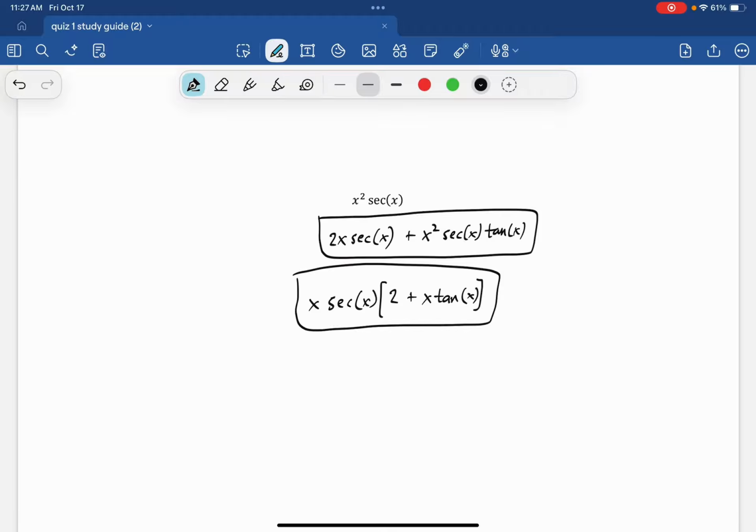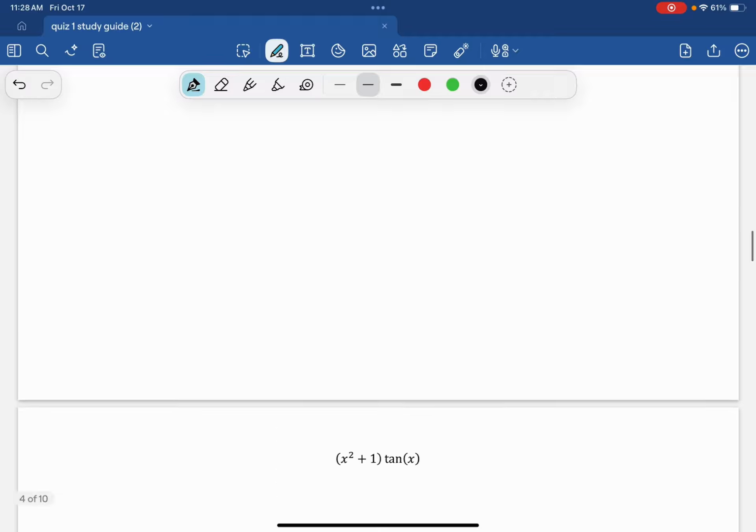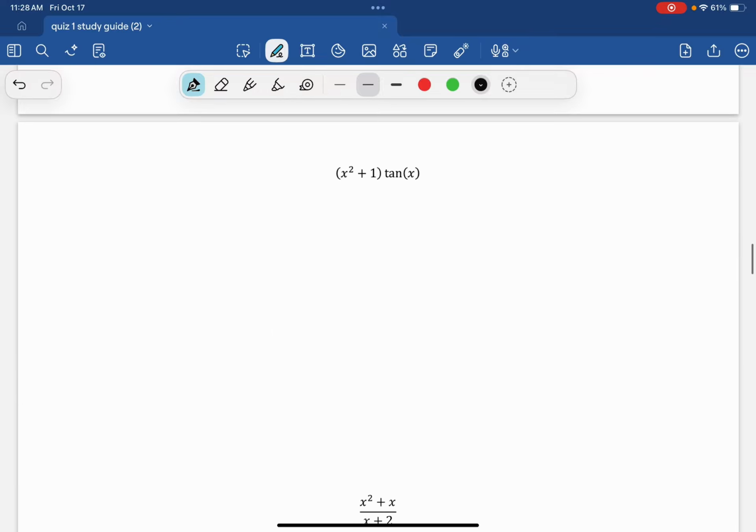As a general rule, if you're afraid of getting things wrong, you don't necessarily have to simplify all the way. I likely won't take off points if you leave it unsimplified, so that can save you some opportunities for errors, I guess. Next one. X squared plus 1 times tangent x.